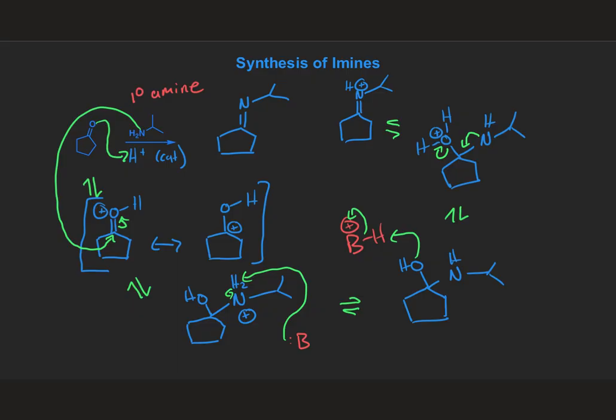And in a final step, we're going to use a generic base again to deprotonate this nitrogen. This now has a positive charge. And that generates the expected imine as our final product.